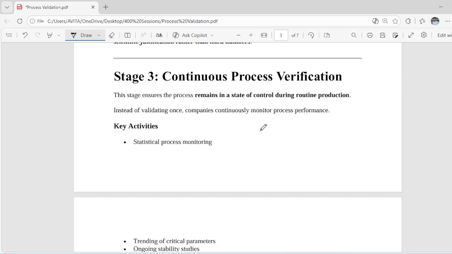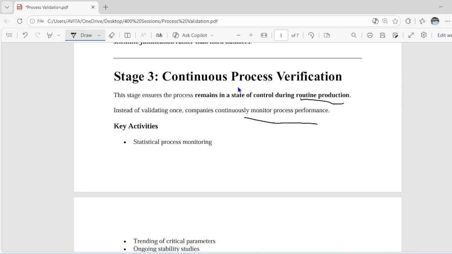Moving on to stage 3, that is continuous process verification. This stage ensures the process remains in a state of control during routine production. So that's why it's called continuous process verification. Instead of validating it once, companies continuously monitor the process performance.